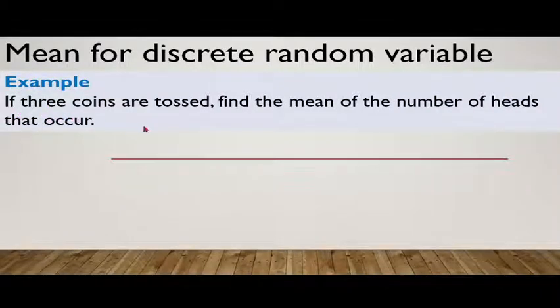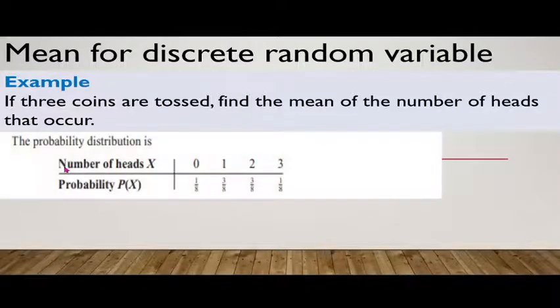If 3 coins are tossed, find the mean of the number of heads that occur. All right, so again, we have here the table. The probability distribution looks like this. We have a first column, the number of heads denoted by x, and a second column, the probability, p of x. On the first row, we have the possible outcomes for the sample space: no heads will occur, 1 head will occur, 2 heads will occur, 3 heads will occur.